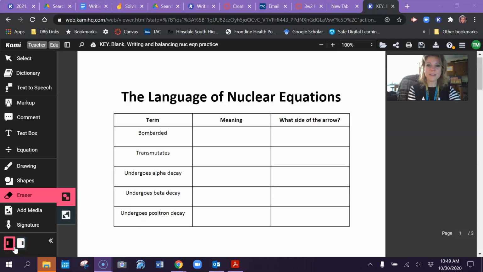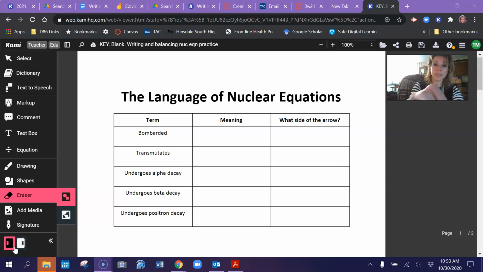Hello, chemistry students. Before you start practicing translating sentences into nuclear equations, I thought that it would be helpful if we reviewed the language of nuclear equations. So these are terms that you're going to see as you go through these problems. So I thought that we would review that first.